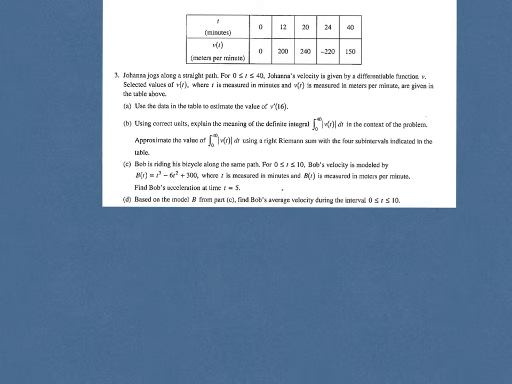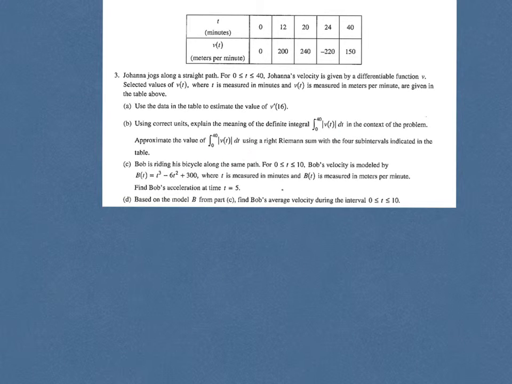So in this case, this integral is going to be the units of v of t times the units of t. So that gives you that aspect, but please keep in mind what they're asking for here. You do have to explain the meaning in the context of the problem. Okay? That's just what that means.